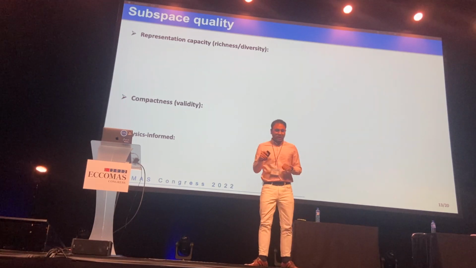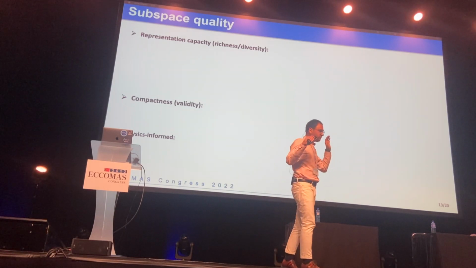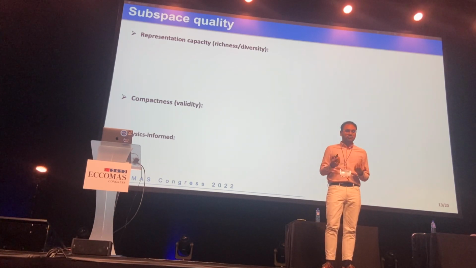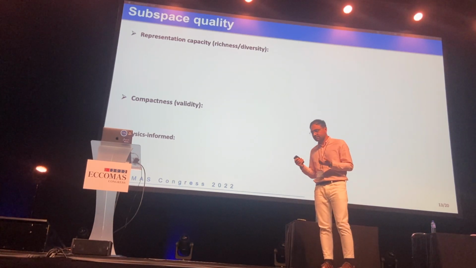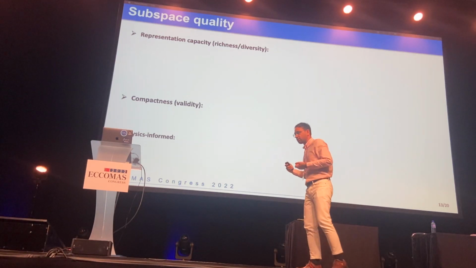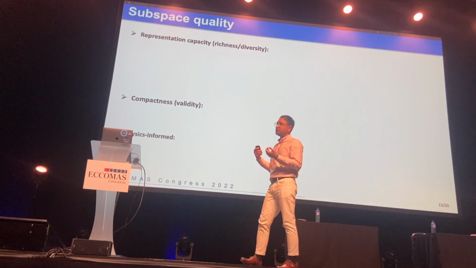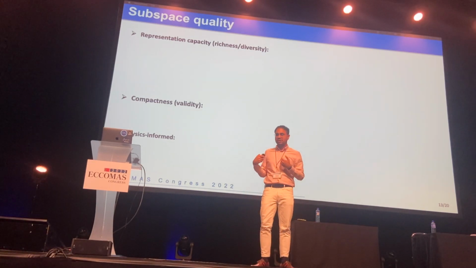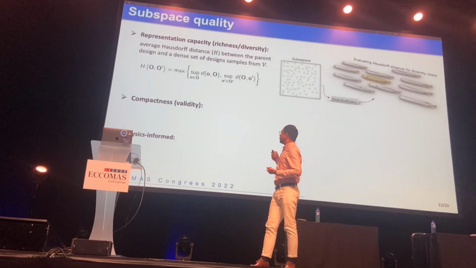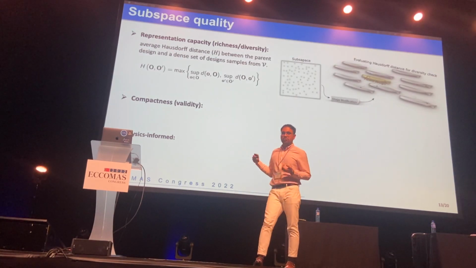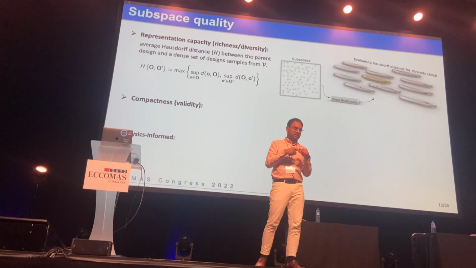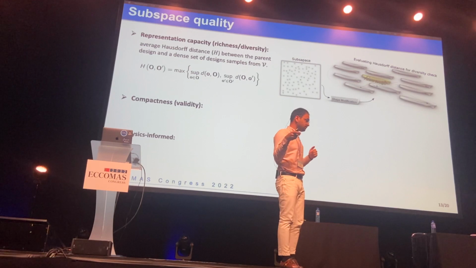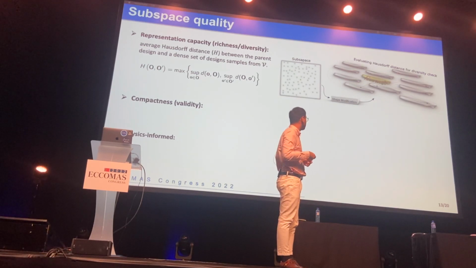Okay, so as I said, in the previous design spaces we had three typical problems: the subspace wasn't compact, it wasn't diverse, or it wasn't physics informed. So once we have constructed a new subspace which we claim overcomes all these limitations, how do we measure this? For representation richness, we use the Hausdorff distance. The Hausdorff distance measures the distance between two designs without needing a point-to-point correspondence.